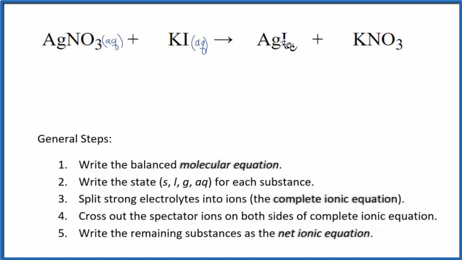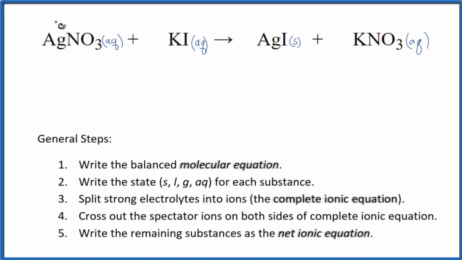So since they're not soluble, they won't dissolve. They'll stay as a solid. So this is a precipitate. When these two react, this is going to fall to the bottom of the test tube as a solid. We said nitrates, very soluble, write a little AQ there. So now that we have our states, we can split the strong electrolytes apart into its ions. And when we do that, we get the complete ionic equation, sometimes called the total ionic equation.